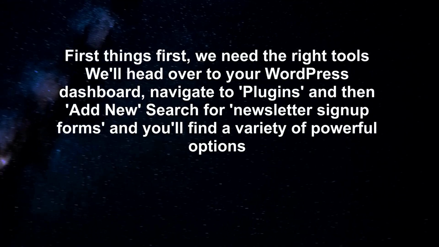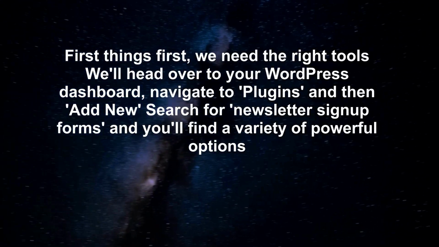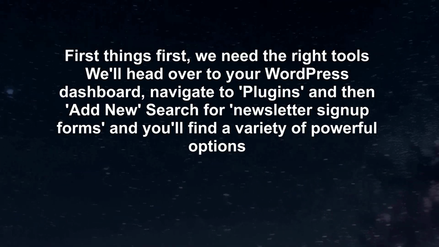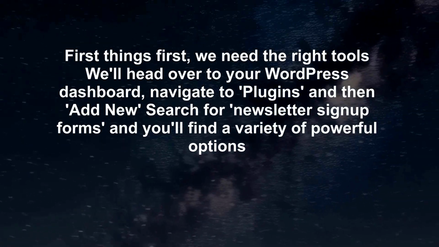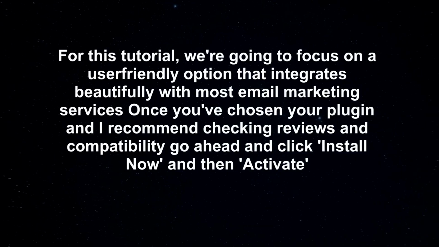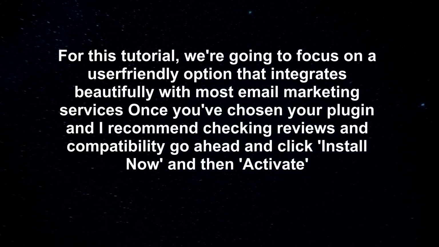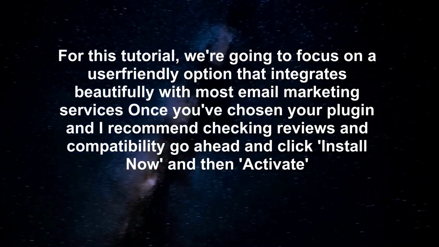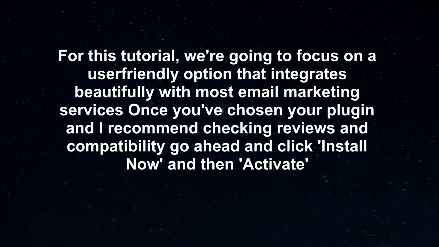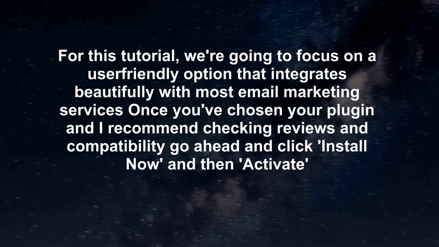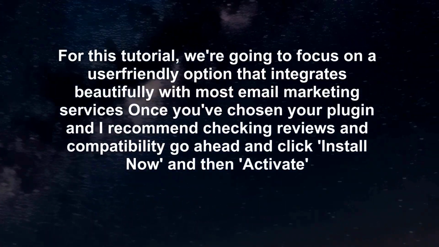We'll head over to your WordPress dashboard, navigate to plugins, and then add new, search for newsletter sign-up forms, and you'll find a variety of powerful options. For this tutorial, we're going to focus on a user-friendly option that integrates beautifully with most email marketing services. Once you've chosen your plugin, and I recommend checking reviews and compatibility, go ahead and click Install Now, and then Activate.